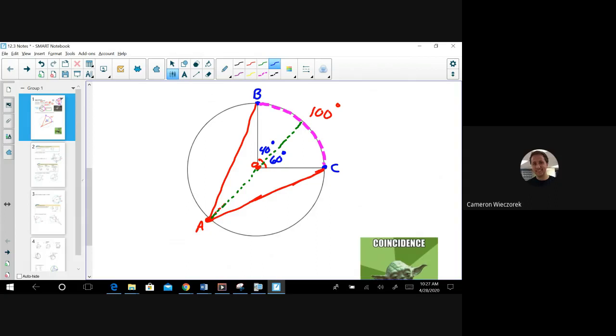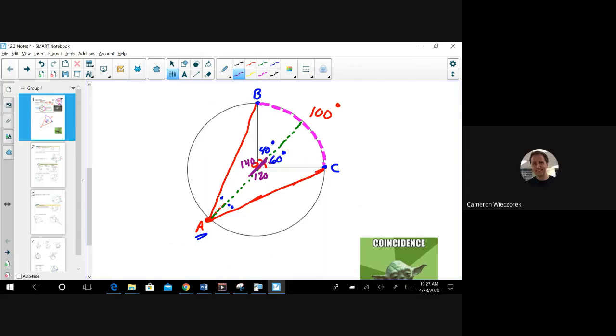Okay, so the whole point is, we're going to need to know what this one is and what this one is before we can figure out what the entire angle A is. First thing I notice, these two angles right here are supplementary because they lie along a linear pair. So if this one's 60, this one is 120. And if this one's 40, this one has to be 140.